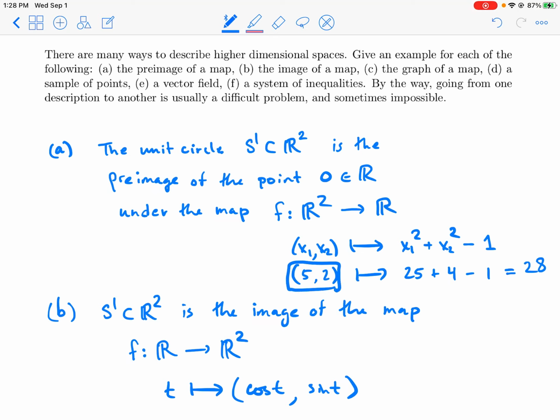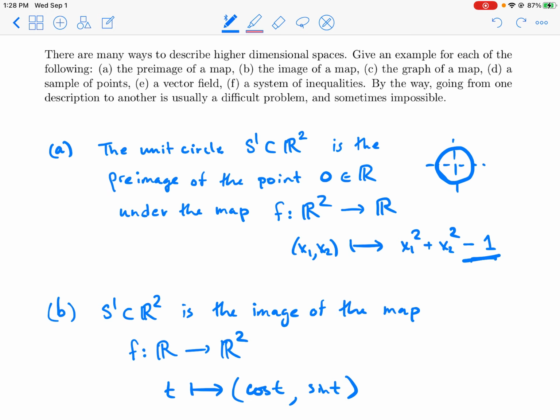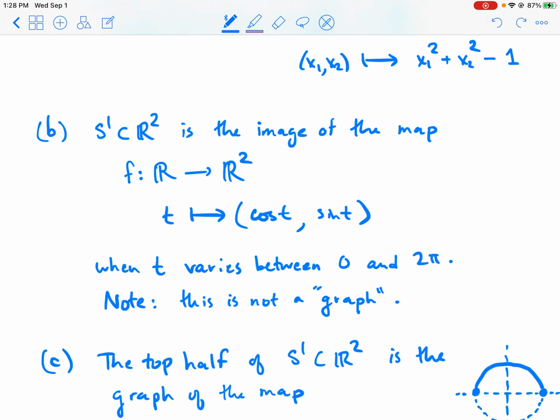So in particular, the point 5, 2 is not on the circle because it spits out 28. So 5, 2 is in the preimage of 28. It's not in the preimage of 0. So the preimage is all the points that spit out 0. And in this case, they have a geometrical shape. And that shape is the circle. In fact, the unit circle, because of how we defined our map with a 1 that becomes the radius.